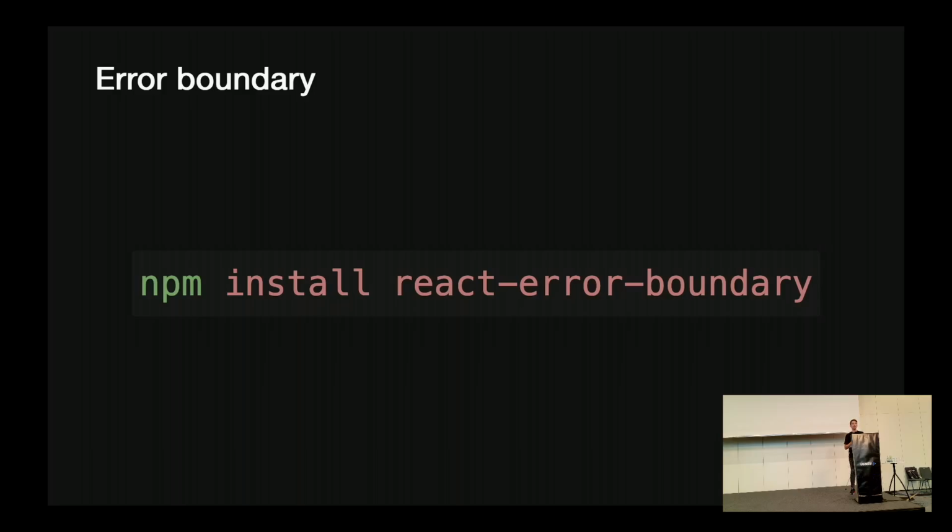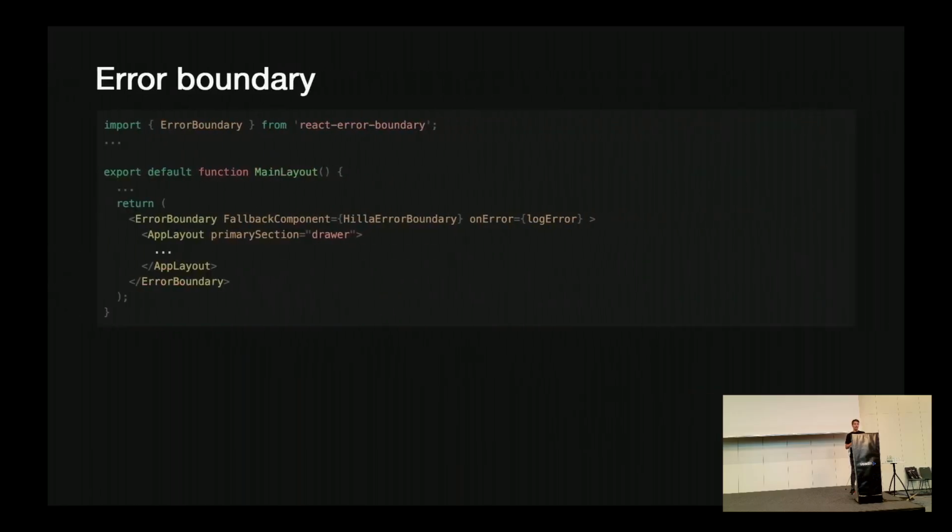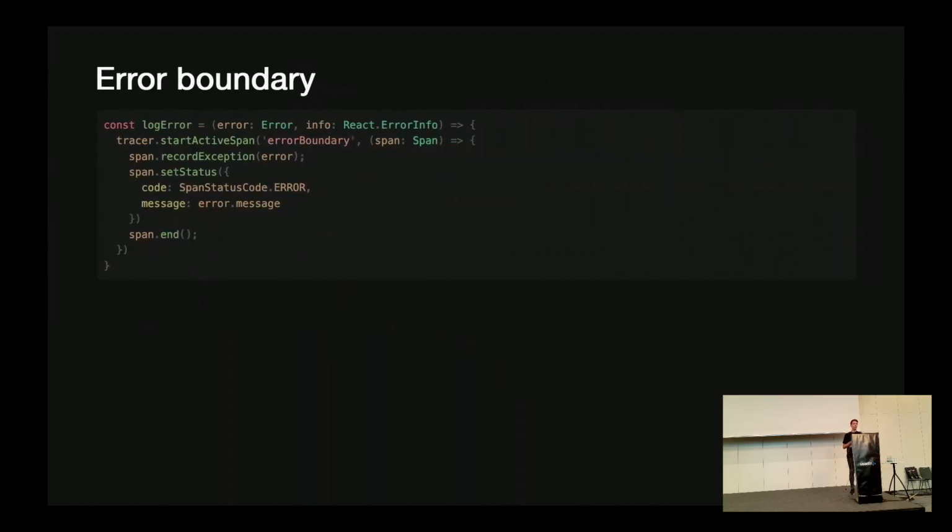And then we can use the provided error boundary component in our React app. This means we can wrap this error boundary component around our Hilla wrap, just like this, for example. And as you can see, this error boundary component has this property called onError, and there we specify a logError function. And this is how this logError function could maybe look like.